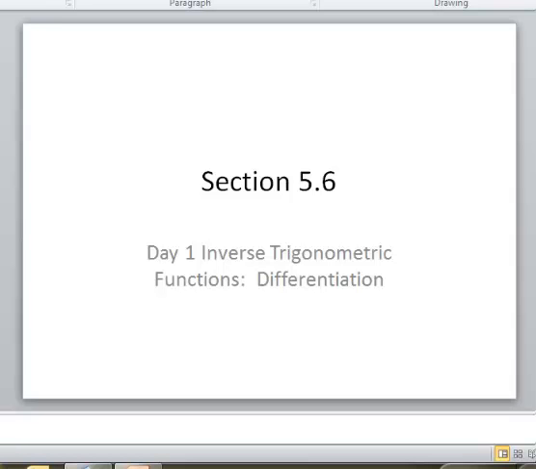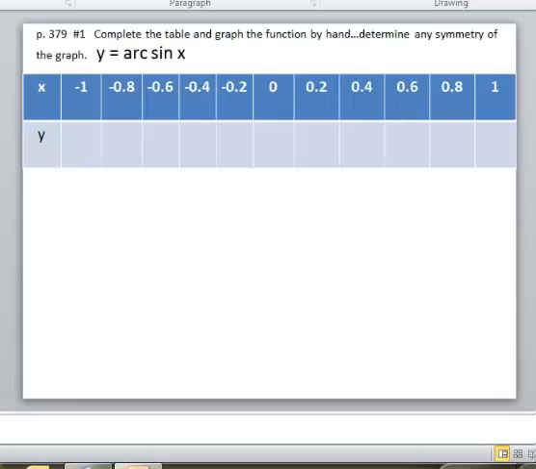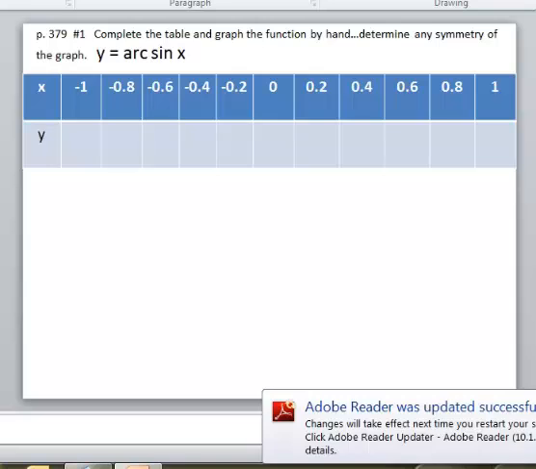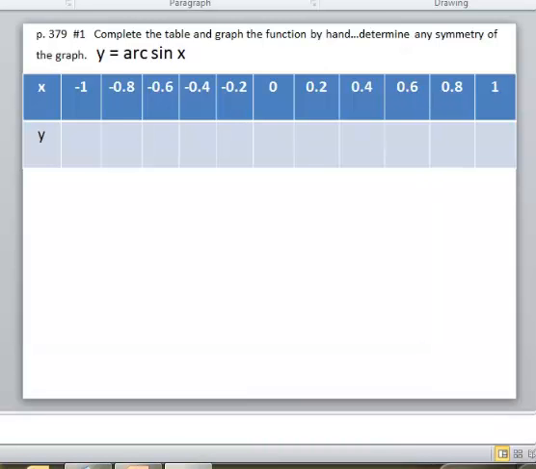Alright, in this section we're going to begin inverse trig functions. Let's first just talk about what they are. An inverse trig function will be written as an arcsine or arc cosine or arc tangent. You've also been familiar with them as seeing secant inverse on a calculator.